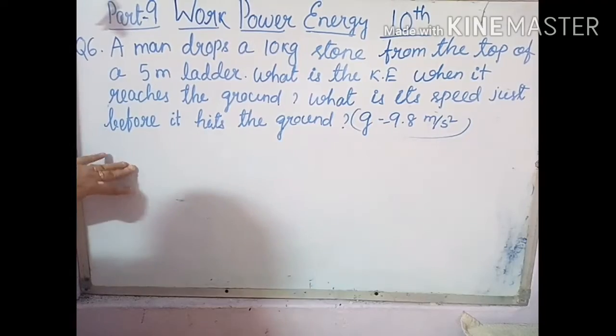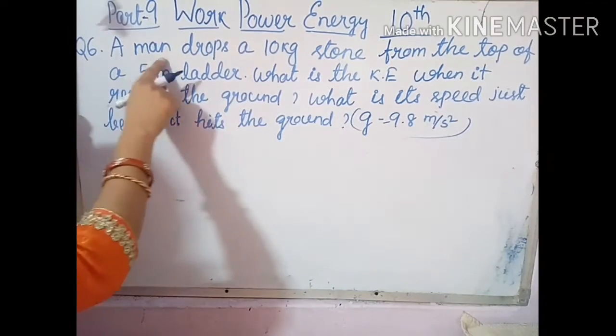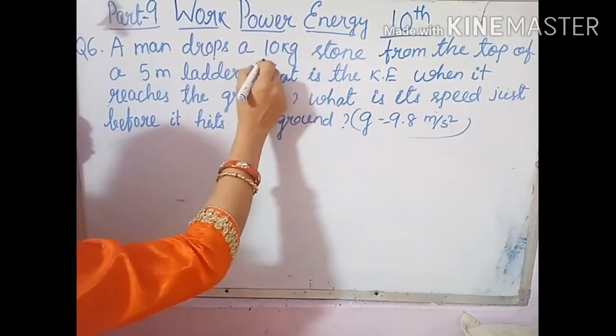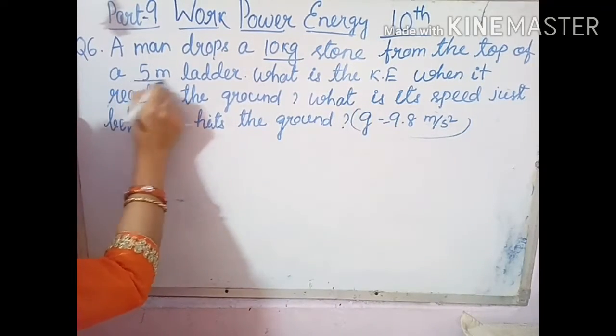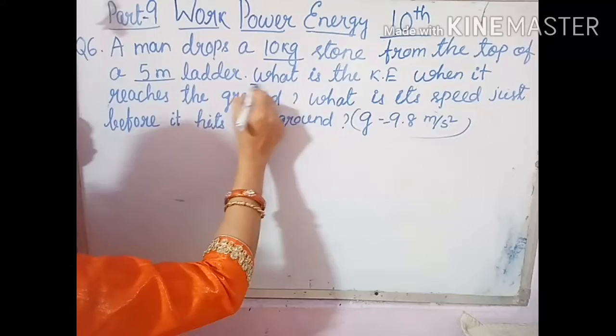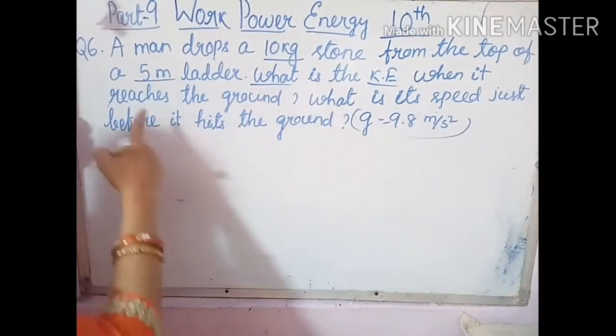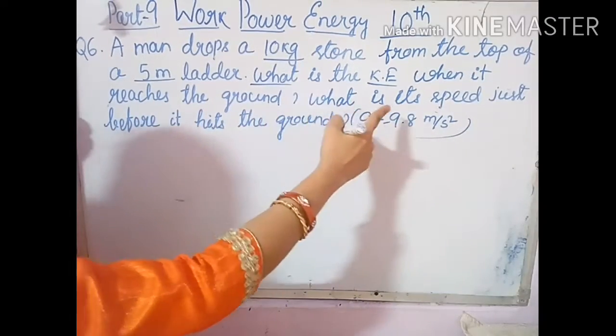Now children, let's read the next question. A man drops a 10 kg stone from the top of a 5-meter ladder. What is the kinetic energy when it reaches the ground? What is the speed?